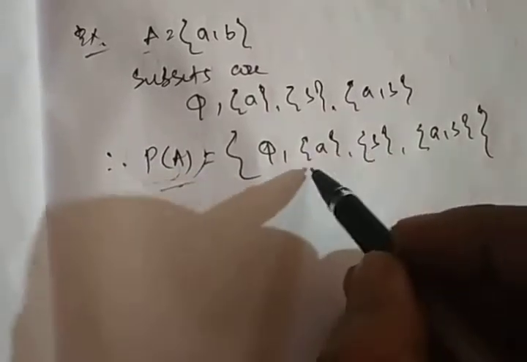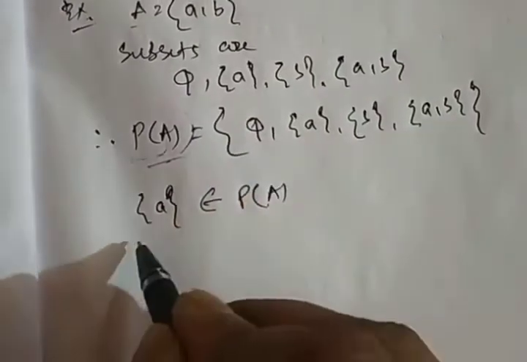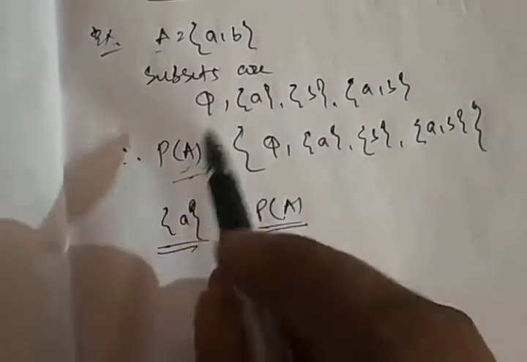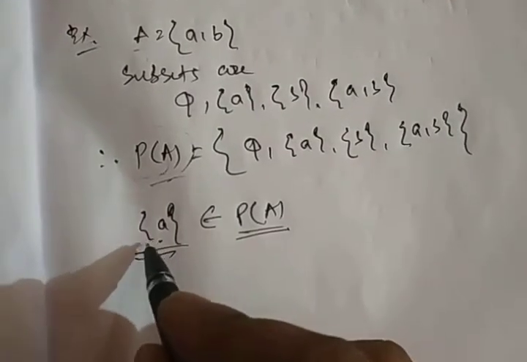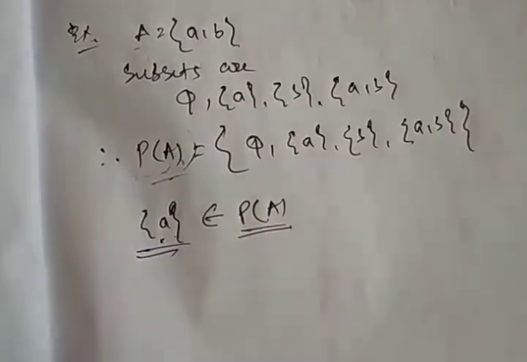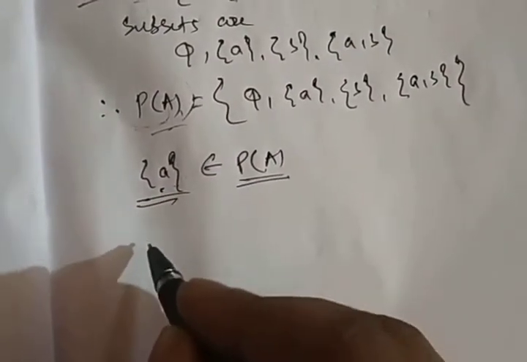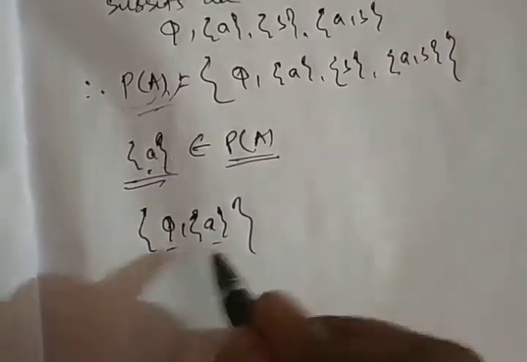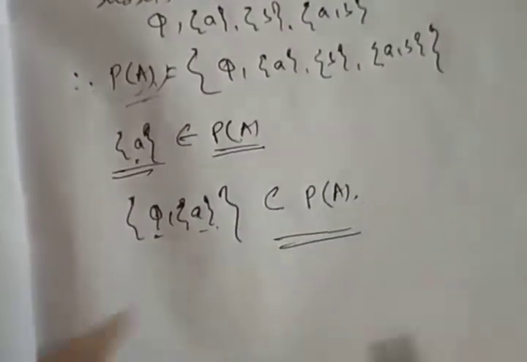So here we can write A belongs to P(A). This is a set, this is also a set. As the elements are the subsets of A, and this set A is an element of P(A), we write belongs to. And a subset of P(A) will be in this form: {phi, A}. This is a set of sets, phi and A. This will be a subset of P(A). Just an example.